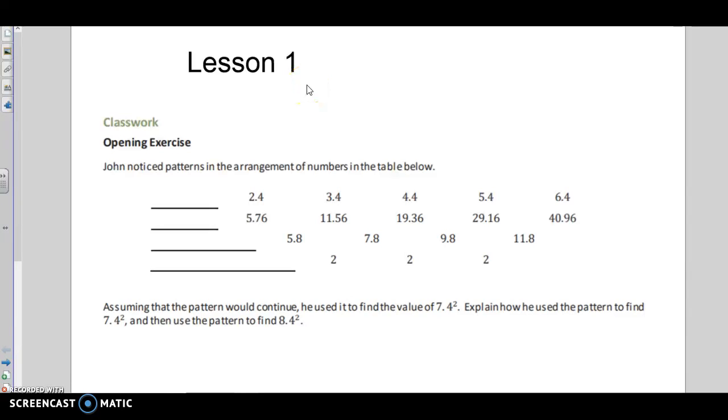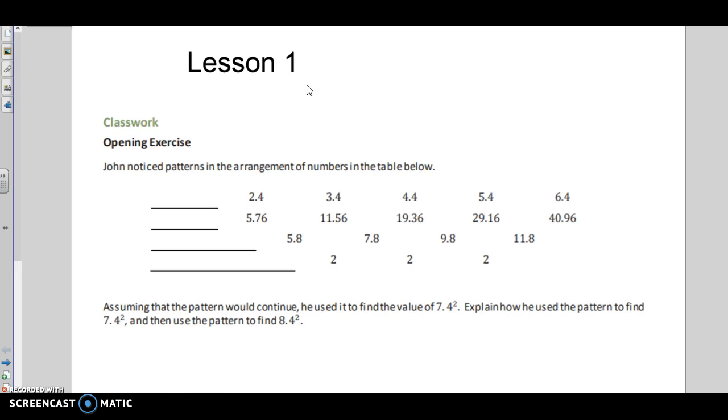All right, we're moving on to the next module, starting with lesson one. The opening exercise, kind of going through and what we notice is happening between each stage of the numbers. So there is a pattern of the numbers, and we just have to figure out what that is.